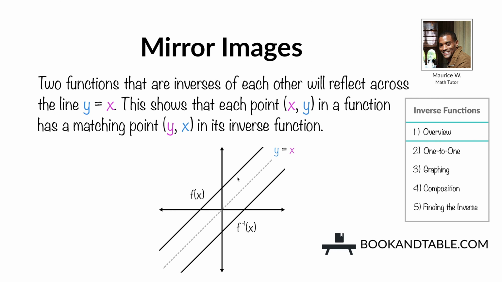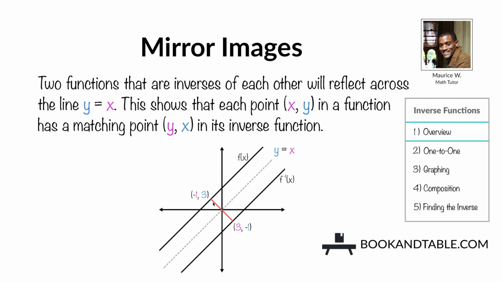Let's say we had a different function, f of x, and it is a straight line. The same distance from y is equal to x to f of x. You produce a mirror image by traveling the same distance from that line.